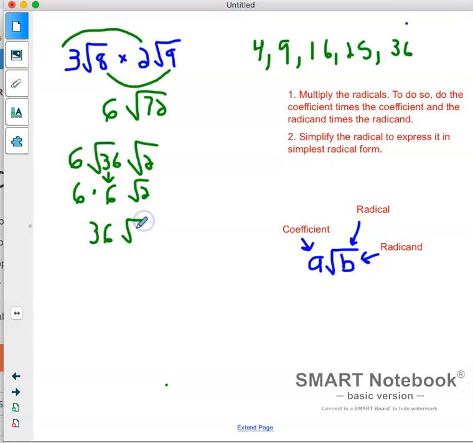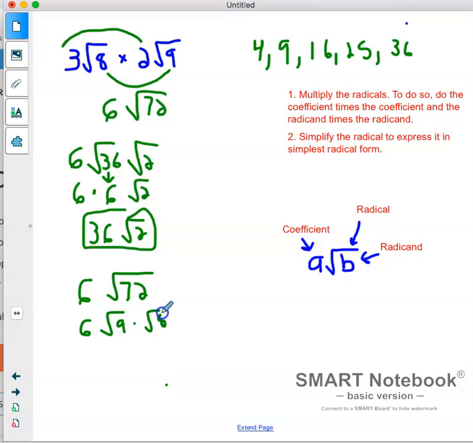Just to show you that you could get this right still, even if you were to simplify it a little slower, we have 6 radical 72. You might have thought, oh, that's 9 times 8. We could start with that, we just have to keep going. So the square root of 9 is 3. So in this case, we would get 6 times 3 radical 8, which is 18 radical 8.